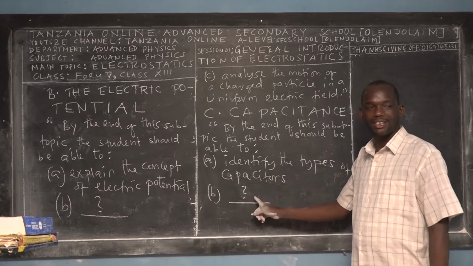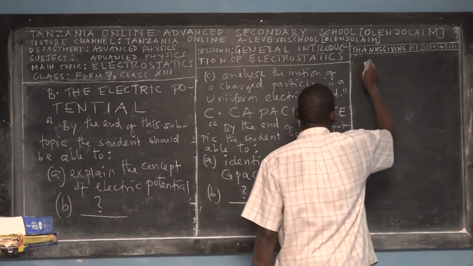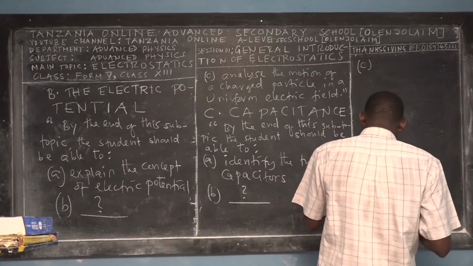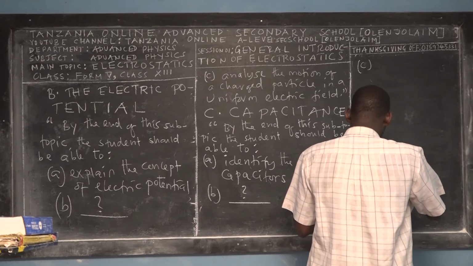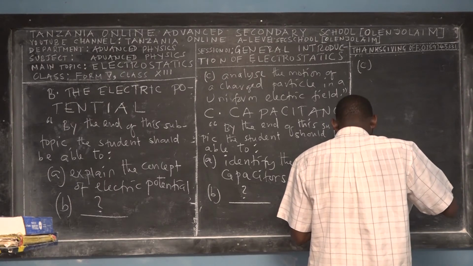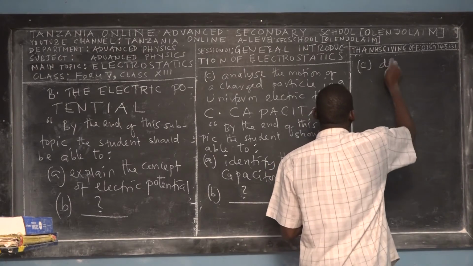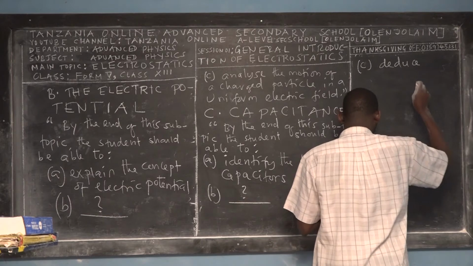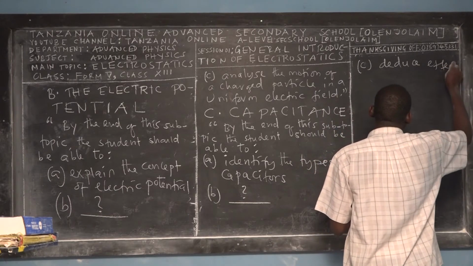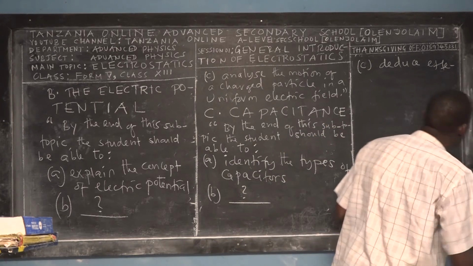So, leave the blank, the students have to fill it. Okay? Then C. It means the specific objective that the students have to achieve at the end of covering the topic of capacitance: to deduce. The student should be able to deduce effective. Let me write clearly.